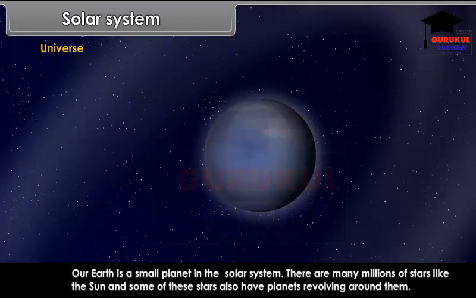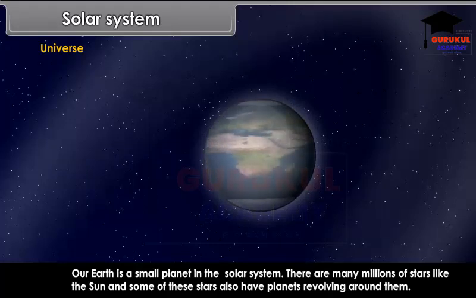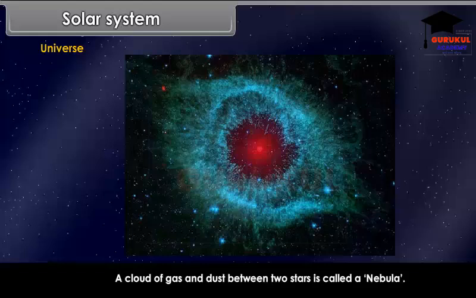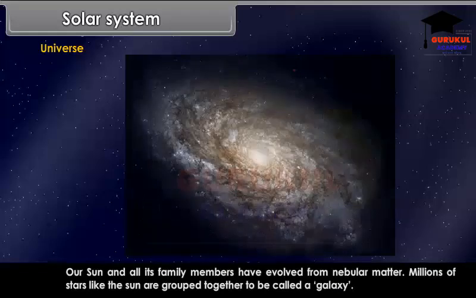Universe. Our Earth is a small planet in the solar system. There are many millions of stars like the sun, and some of these stars also have planets revolving around them. A cloud of gas and dust between two stars is called a nebula. Our sun and all its family members have evolved from nebular matter.